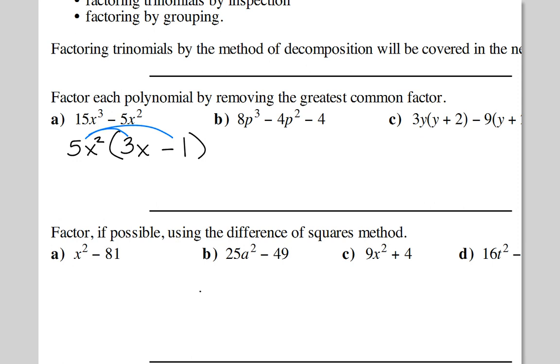What's the biggest number that divides 8 and 4? Take 4 out of each one. It's like you're scaling them down. So this would be 2p cubed minus 1p squared minus 1.